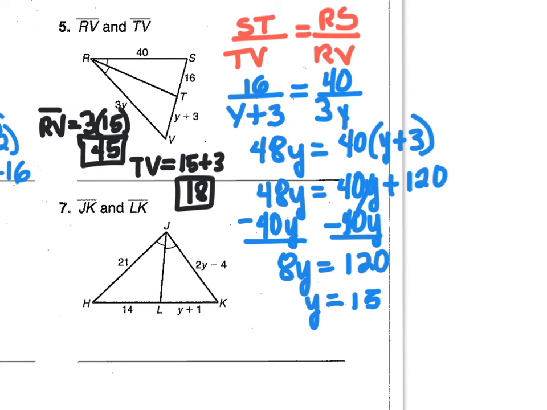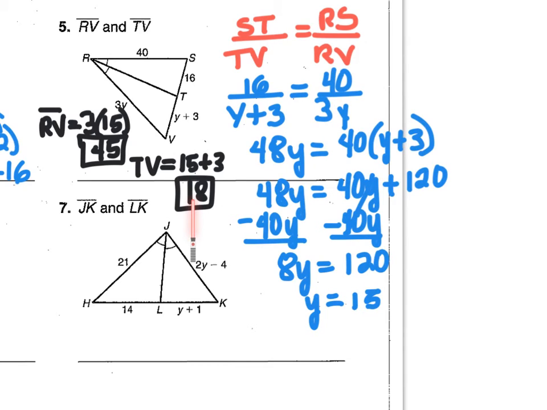Then you cross multiply. When you cross multiply, you multiply the extremes, that's 48y, and then you multiply the means, which is 40 times y plus 3. That is 40y plus 120. Subtract 40 from 48 is 8y. Divided into 120, that is 15. Then the last step is to substitute into the missing pieces, which is RV, 15 times 3 is 45, and TV, which is 15 plus 3, which is 18.